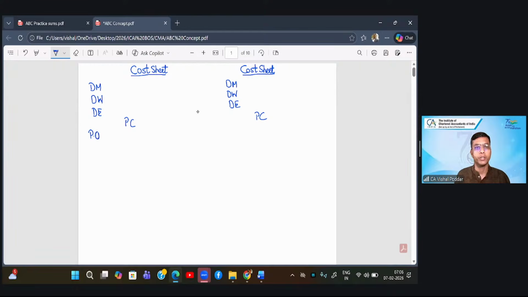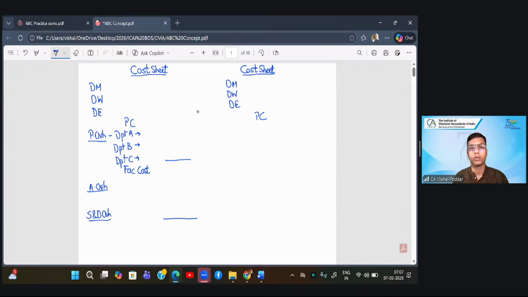Now, when it comes to overheads, what we studied in the previous classes, for charging production overheads, we use the departmental rate, whereby you charge overheads department wise. Now, these departments may be named A, B, C, or given some technical name. And then once you charge these overheads, you reach your factory cost. Thereafter, you add your administration overheads, you charge your selling and distribution overheads, and you reach your total cost.